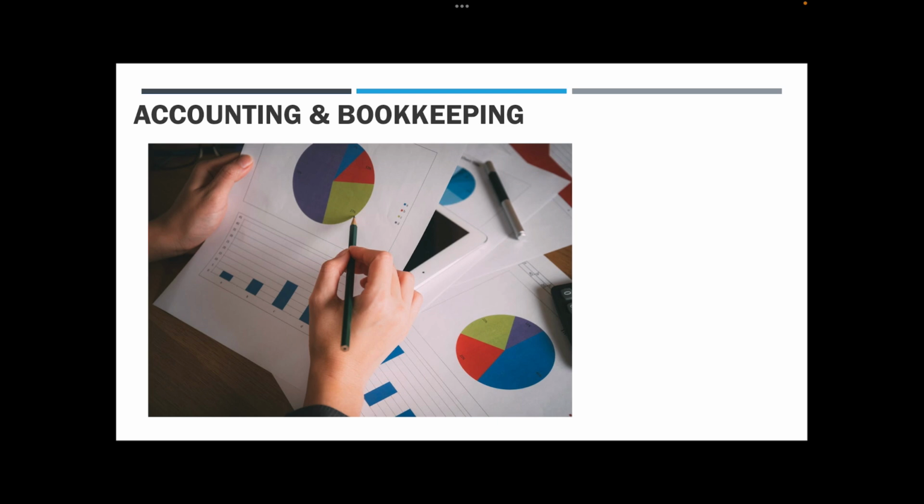So if you are opting for the accounting stream in 11th standard or you want to learn accounting and bookkeeping, तो ये वीडियो आपके लिए है. तो let us start accounting and bookkeeping.